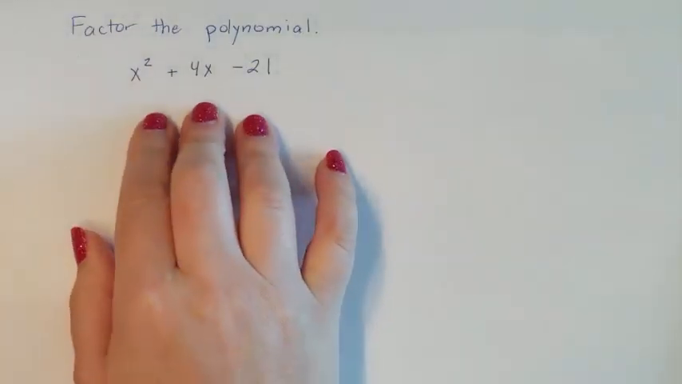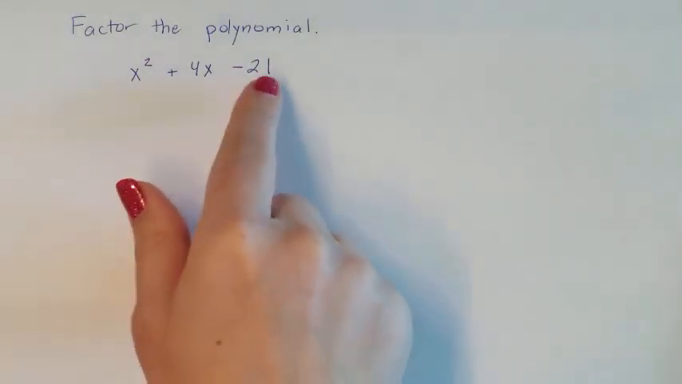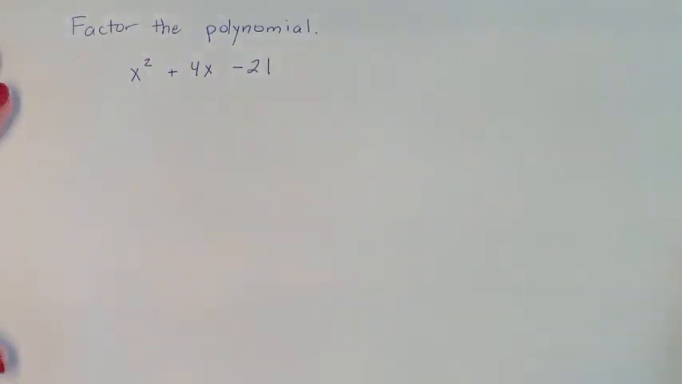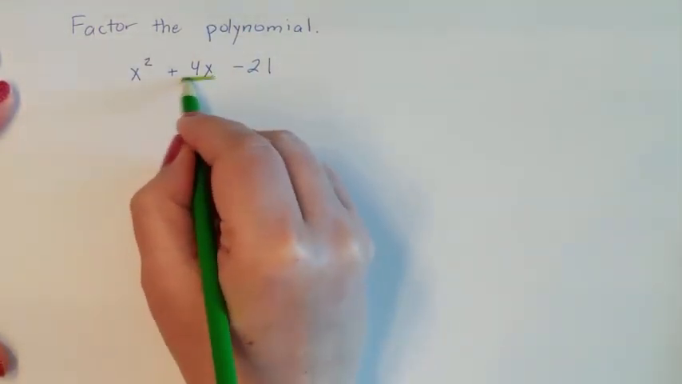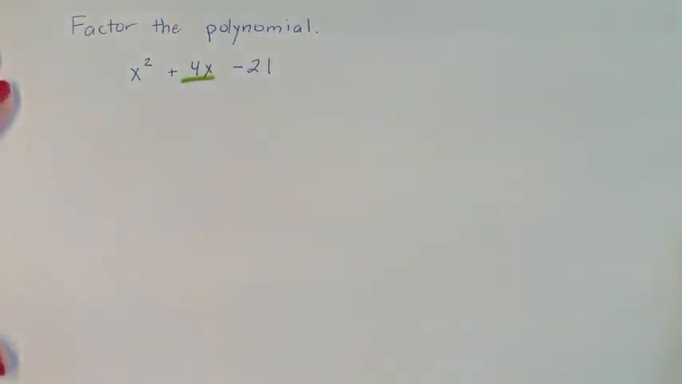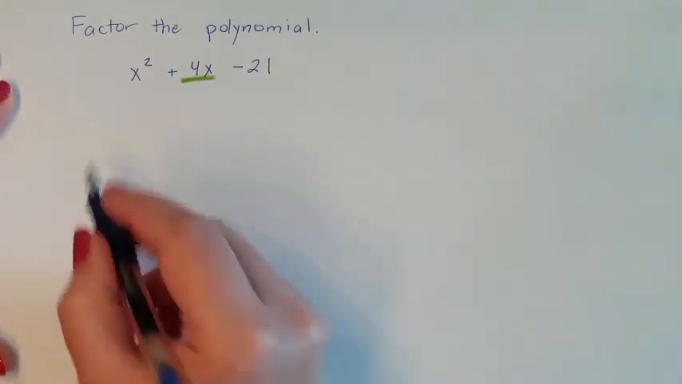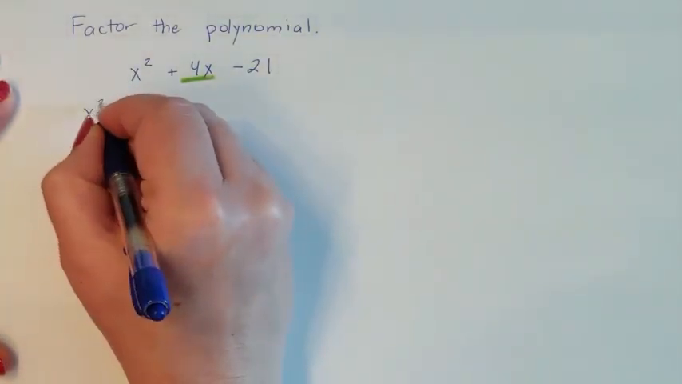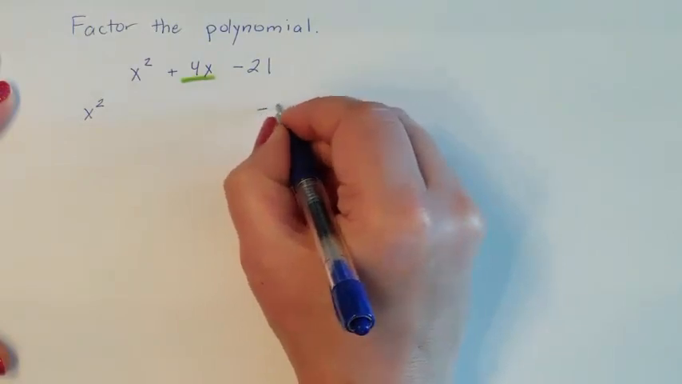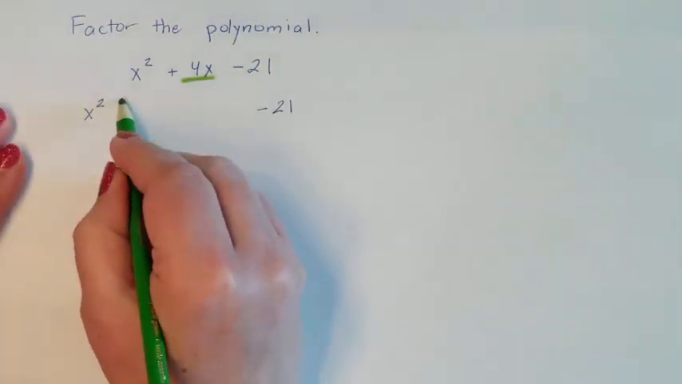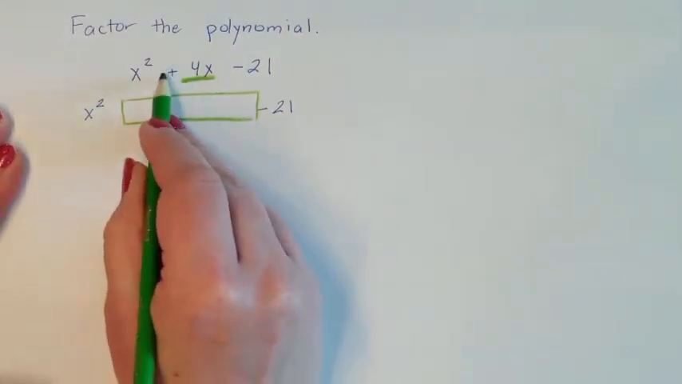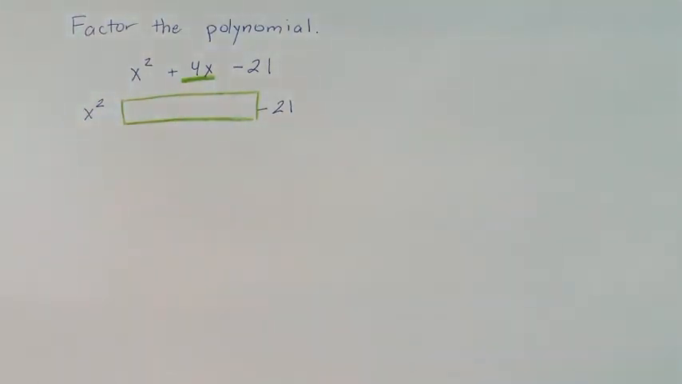So we're being asked to factor the polynomial. We don't know how to factor polynomials with 3 terms. We know how to factor polynomials with 4 terms. So we're going to mathematically figure out how to rewrite this middle term so that we would end up having 4 terms in the end. So the x squared is going to stay as an x squared. This minus 21 is going to stay as a minus 21. We want to figure out how to rewrite this plus 4x so that we end up having 4 terms.